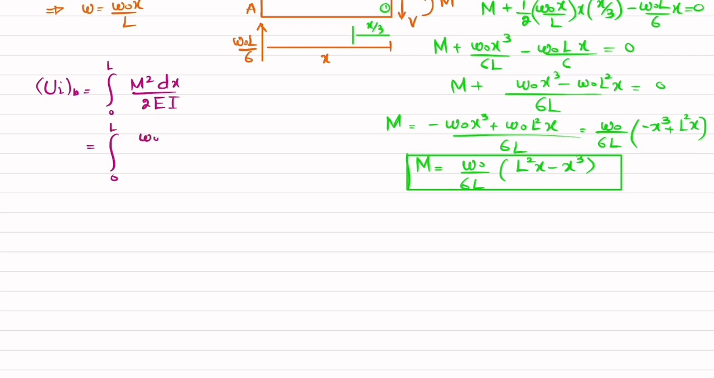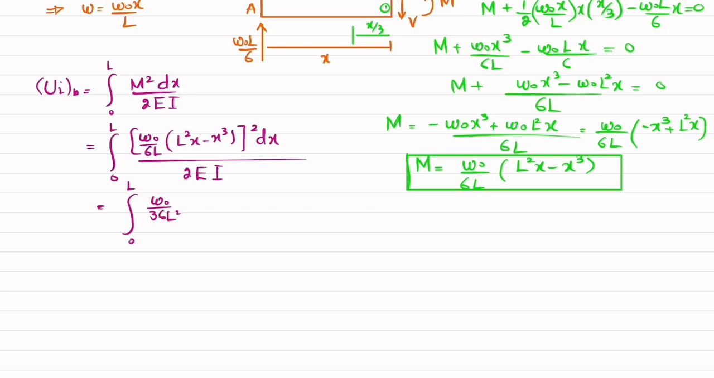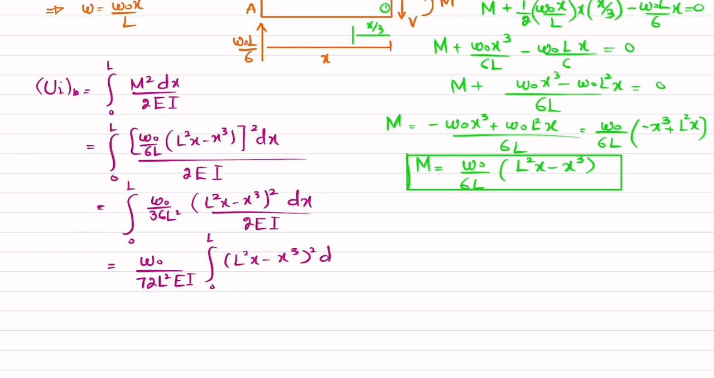So moment is W0 over 6L into L square X minus X cube. And we will take the square into dx divided by 2EI. Okay. So the integral from 0 to L will be W0 square over 36 L square into L square X minus X cube whole square dx divided by 2EI. So when 2EI multiplies with 36, we will take the constant outside. So it will be 72 L square EI, and we are left with the integral from 0 to L of L square X minus X cube whole square dx.